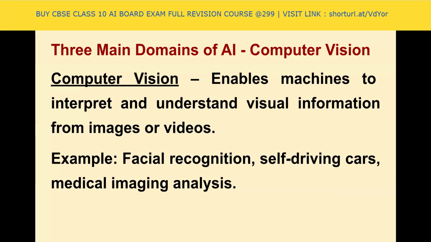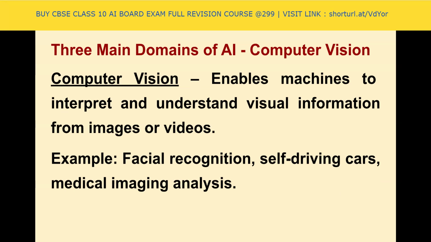Computer vision enables machines to interpret and understand visual information from images or videos. Examples: facial recognition, self-driving cars, medical imaging analysis. Okay, so basically, like we human beings when we see something, here what machines will see are the images and videos, and from this information they can process it and take decisions and process data like we can do. So here the applications are in facial recognition, self-driving cars, and medical imaging analysis.